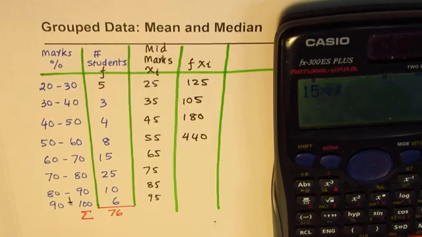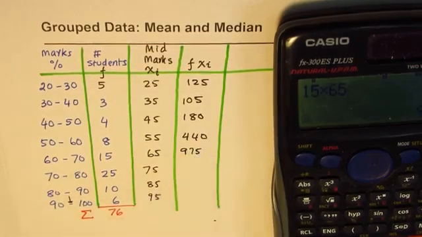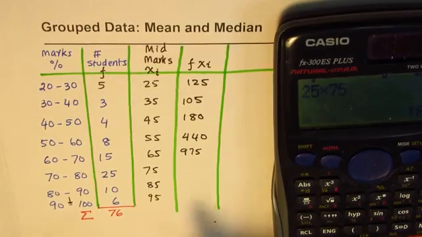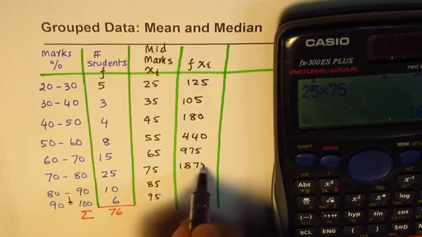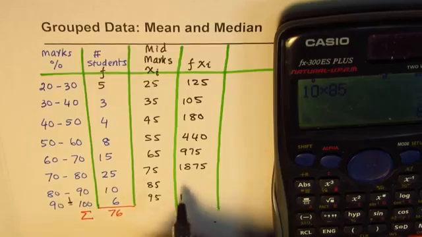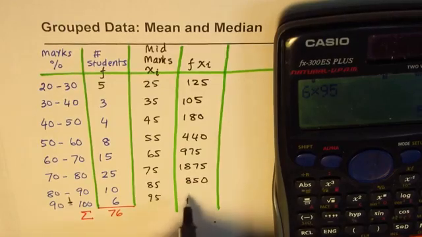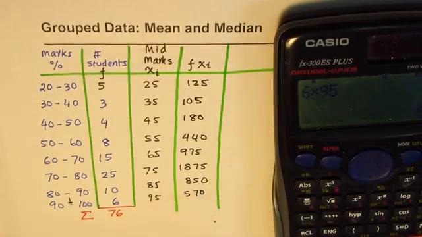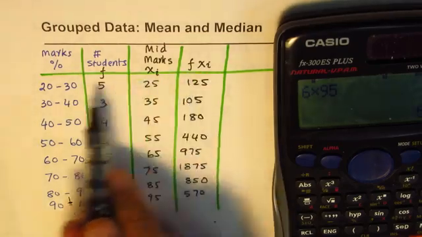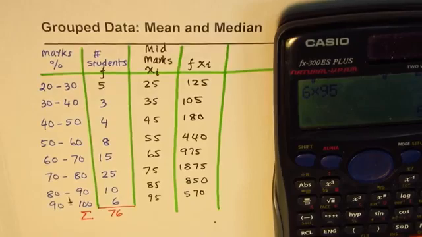15 times 65, 975. 25 times 75, 1875. 10 times 85, 850. 6 times 95, 570. So that becomes the total marks for the students in each group.